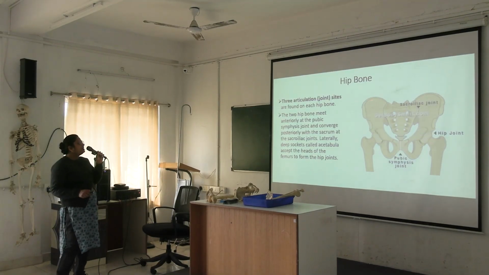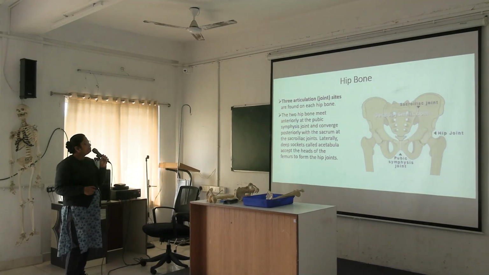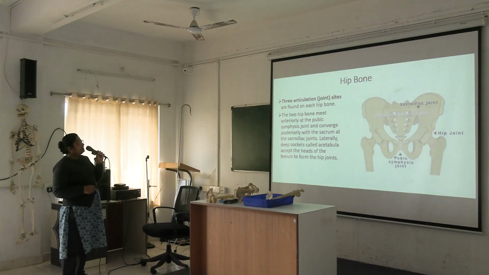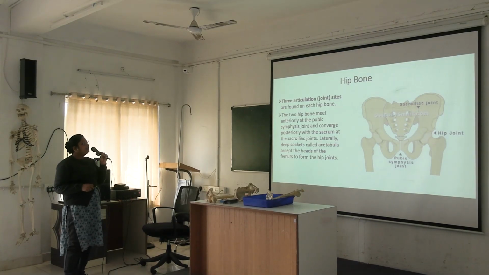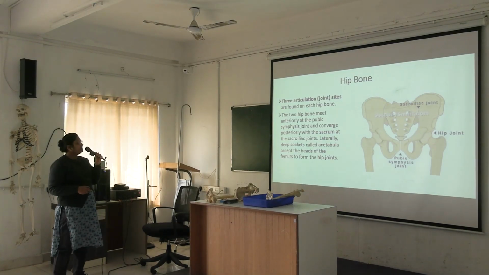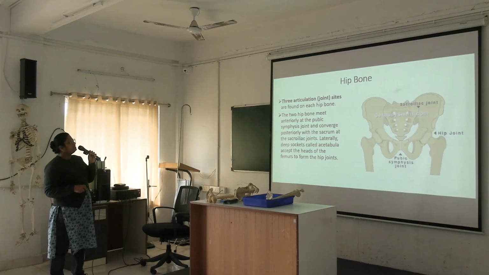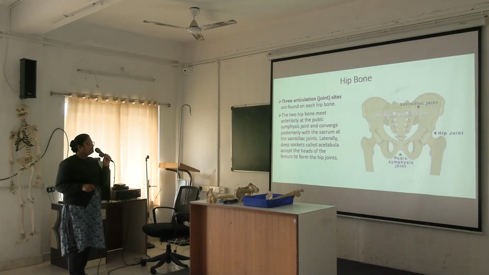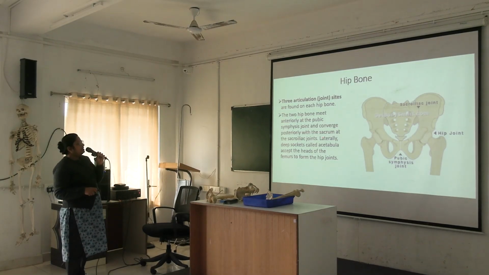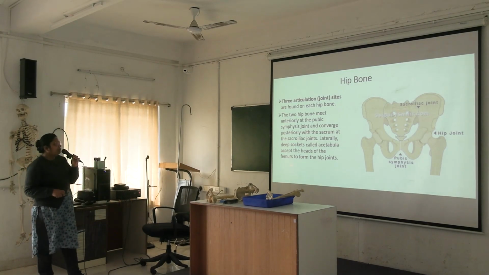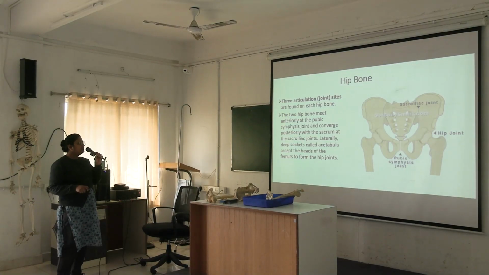Now we are going to the articulation of the hip bone. Three articulation sites are found in each of the hip bones. The 2 hip bones meet anteriorly at the pubic symphysis. Here is the pubic symphysis, and converge posteriorly with the sacrum. Here it is articulating with the sacrum at the sacroiliac joints, and laterally deep sockets are present called the acetabulum.